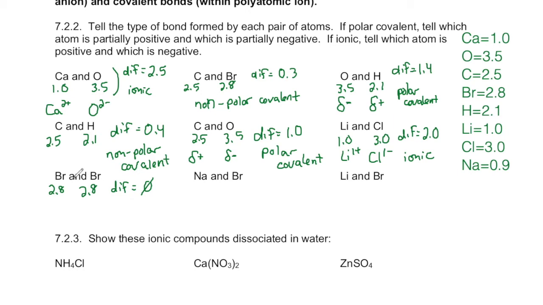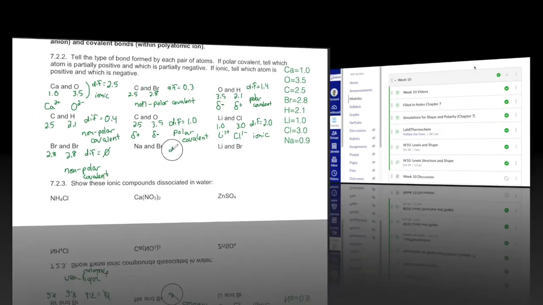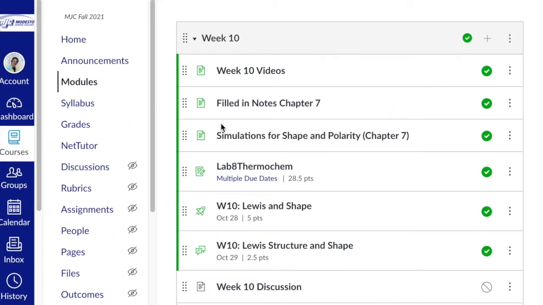Bromine and bromine will share electrons fairly evenly because the difference between their electronegativities is 0. That covalent bond is nonpolar. I want to point out the simulations for polarity that are found in our week 10 module.